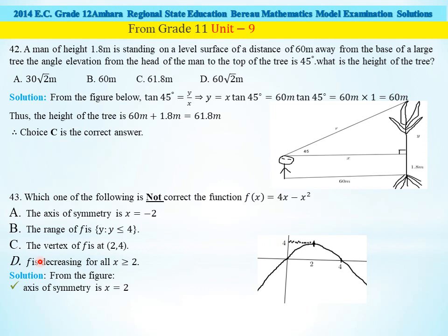Anyway, D is correct: f is decreasing for all x greater than or equal to 2. The question asks which one is not correct, so A is the correct answer. A is the correct answer.